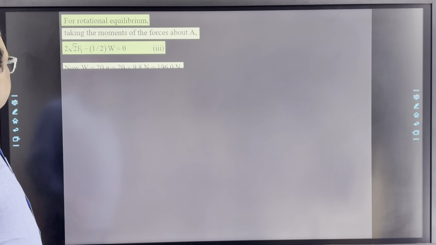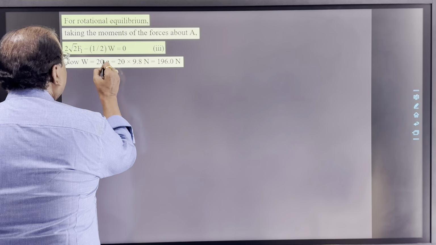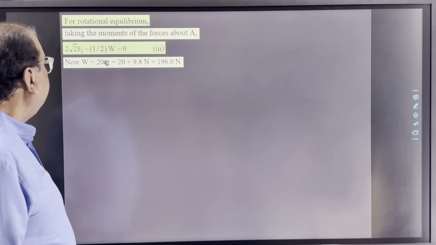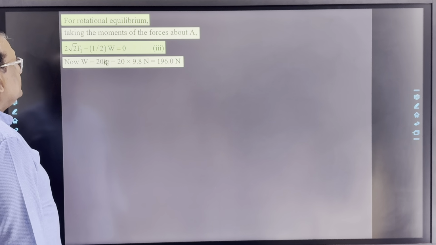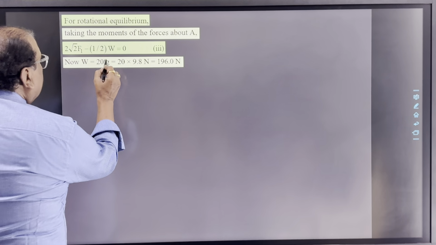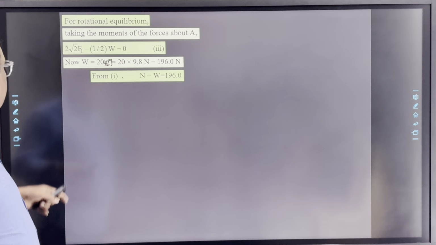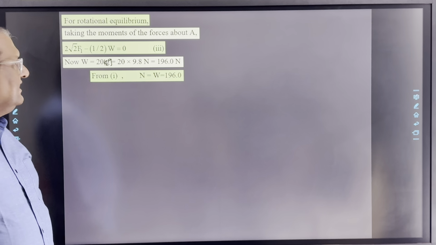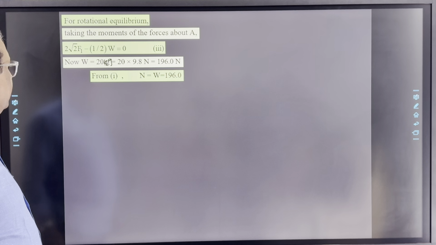Okay. So here W is 20 kilogram. So 20 into 9.8, that will be 196.0 Newton. So 20 kilogram into g. Okay. Now from 1 you can write N equal to W, that is 196. In the first equation we have N minus W equal to 0. So N equal to W.